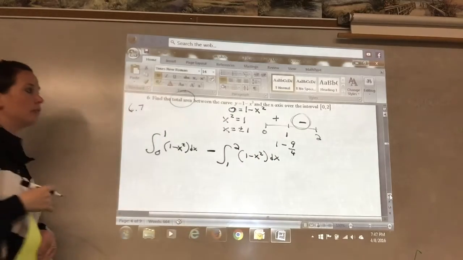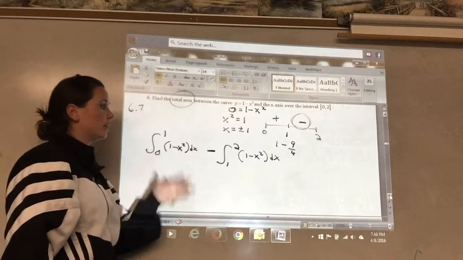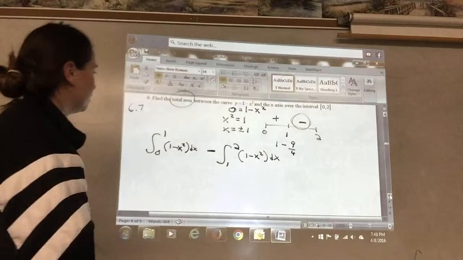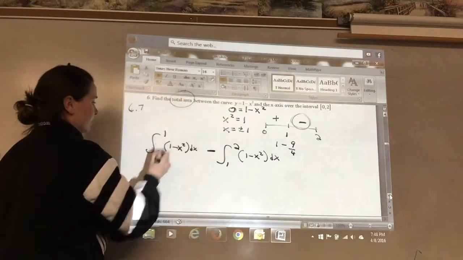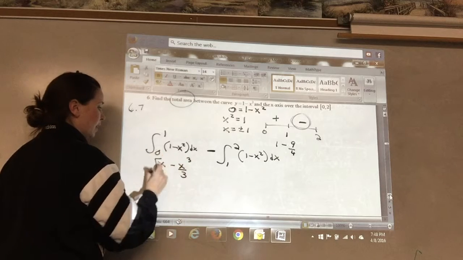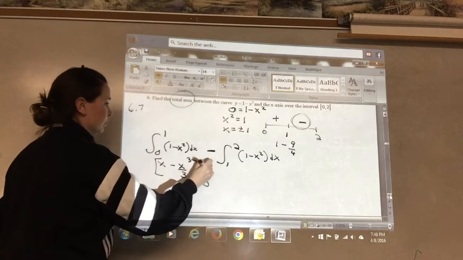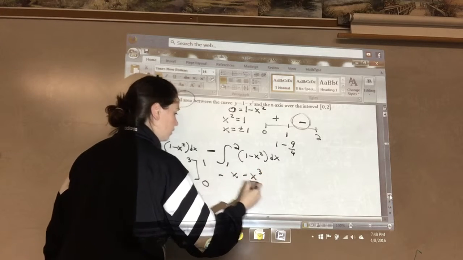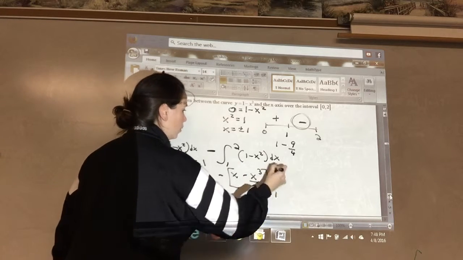Okay, and then again, I'm going to integrate and set up my bounds here, and then I'll have you pause the video to go through and see if you get the same answer that I have. So I have x minus x to the third over 3, and that's going to go from 0 to 1. Over here, again, same integral. That guy is going to go from 1 to 2.